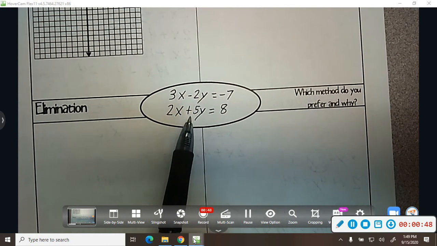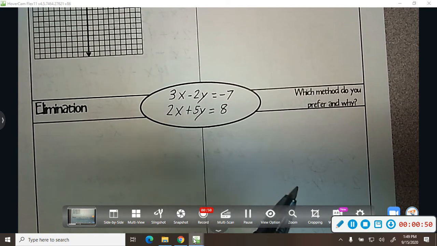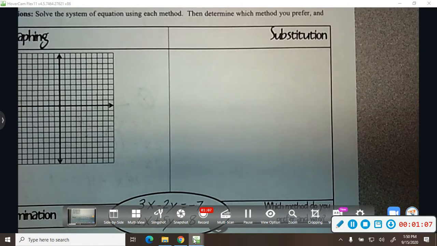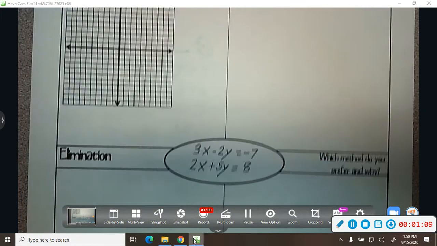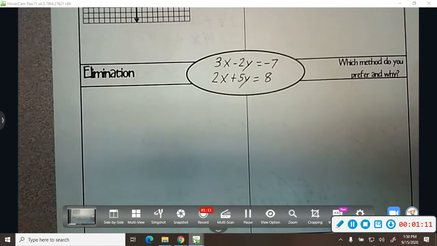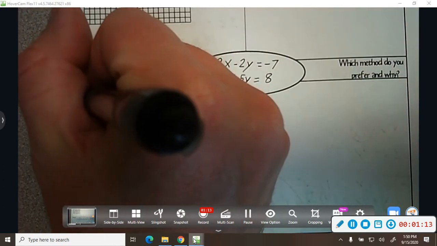And so what that's going to mean for us is when we're solving by substitution, we're going to have some fractions, which most kids I have met over the years do not like. So let me show you that this is an example where elimination is the best and why you would not use substitution. Okay, so let's do the easy one first. So I would copy these down.